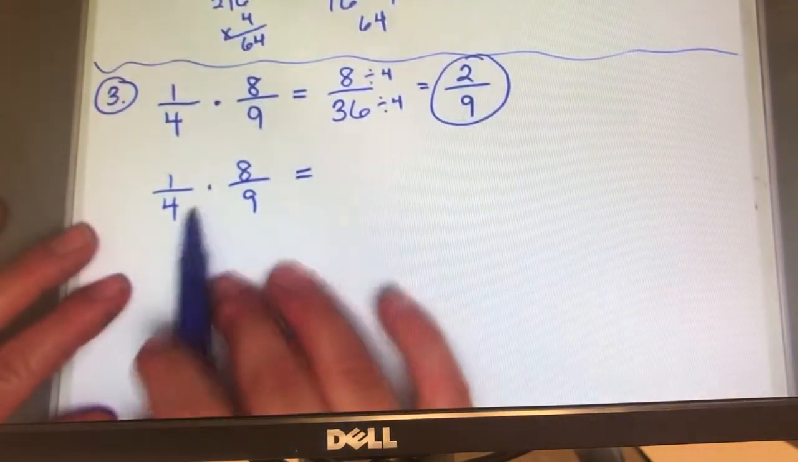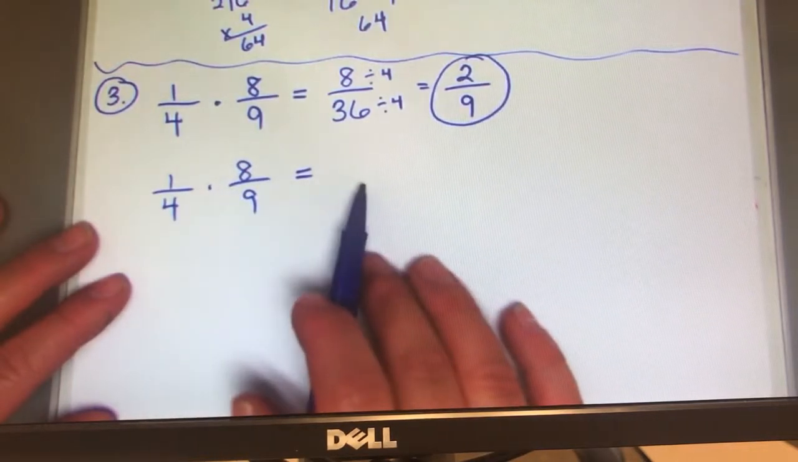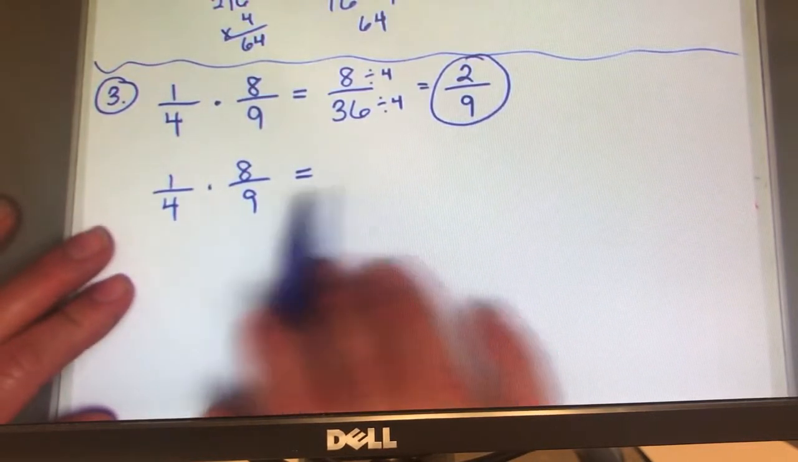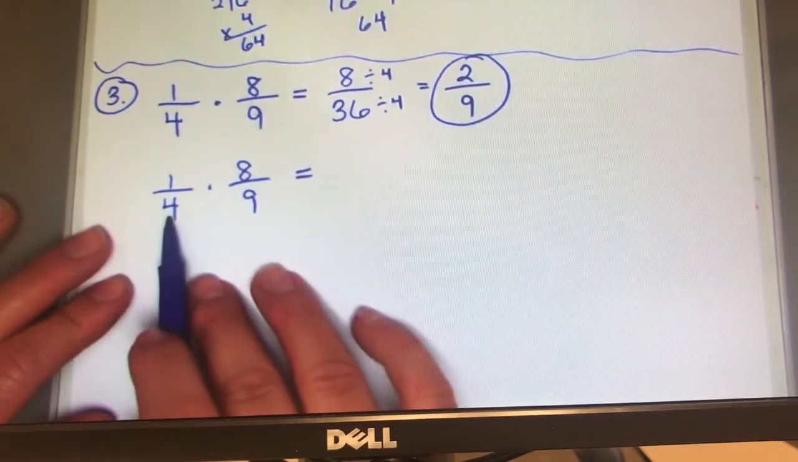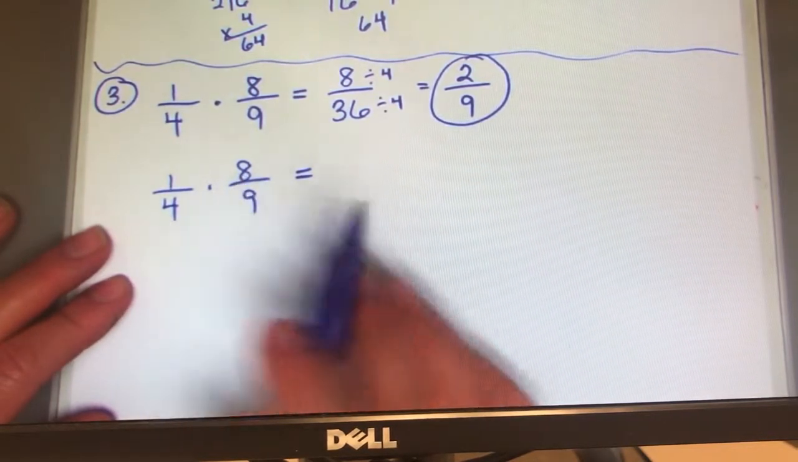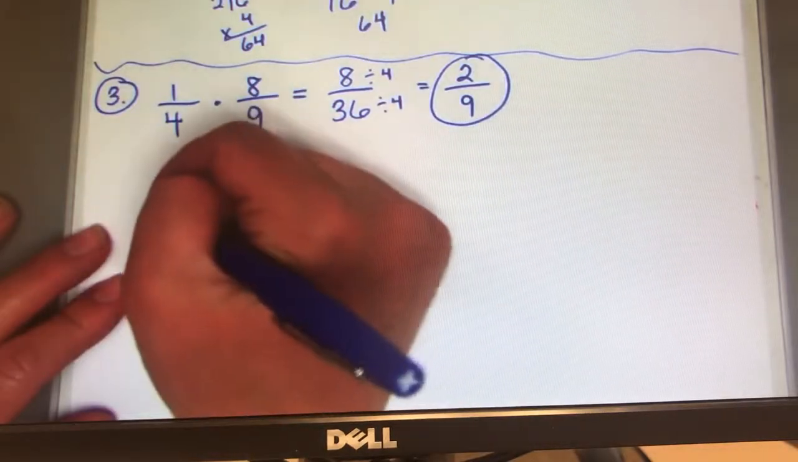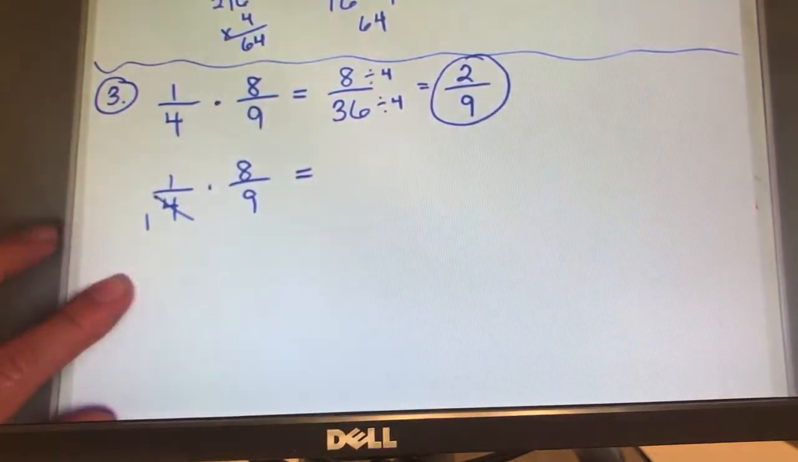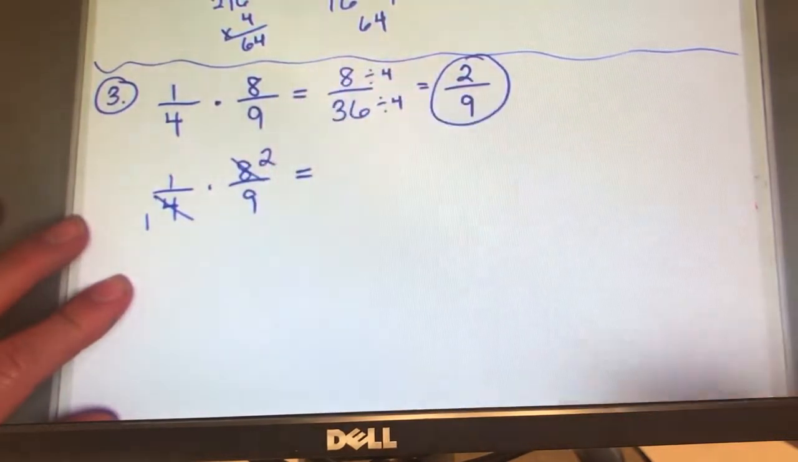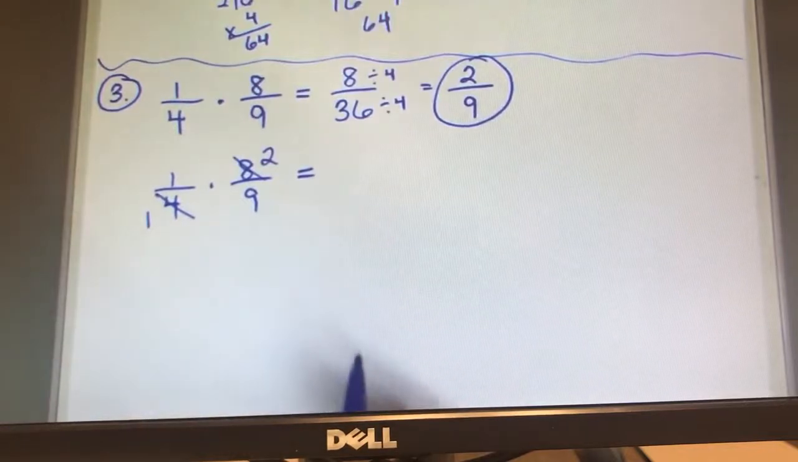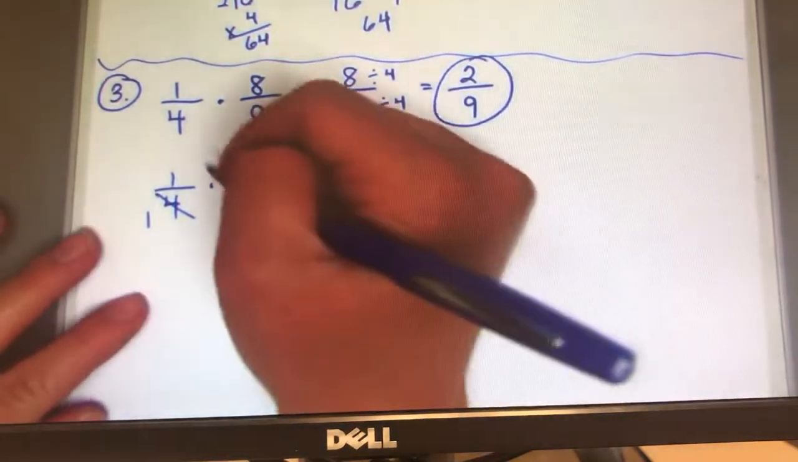Another thing we can do is simplify the fractions first, then multiply what we have left. So we look at the numbers across from each other, so the 4 and the 8. 4 and 8 can both be divided by 4. 4 divided by 4 is 1, so I mark that out and put a 1. 8 divided by 4 is 2, so I mark that out and put a 2. Now if I look at 1 and 9, since the 1 is there, we can't cancel anything out. So we're going to multiply what we have left.